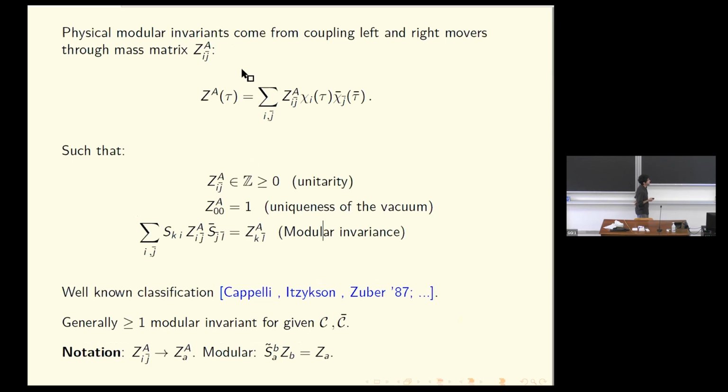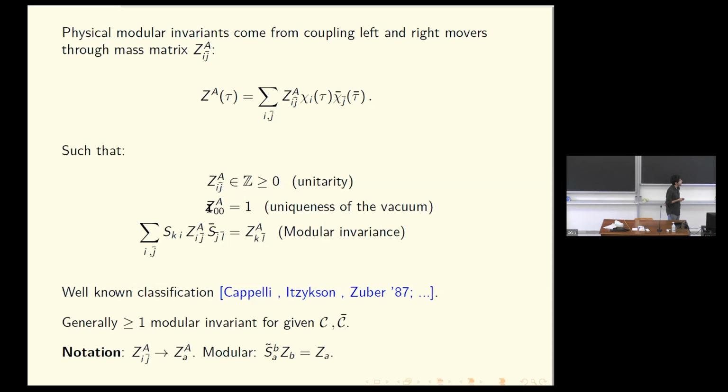And the usual way is to define a mass matrix. So this is a matrix Zij bar, which depends on some choice, modular invariance A, which has some property, you know, and couples the left and the right moving parts of the CFT. So the properties are very natural. One is that these guys are integer and positive, so they compute dimensions of some Hilbert spaces, essentially.